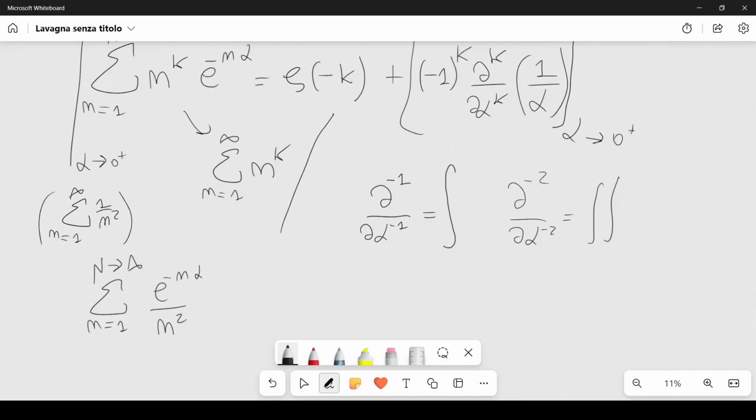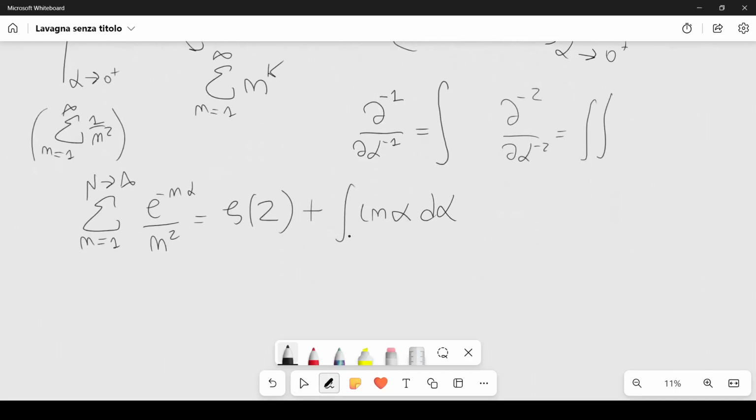Okay, so if we use that formula, you have zeta of 2, because we set k equal to minus 2. So here you have zeta of 2, and then you have plus, then this derivative will become a double integral. So you integrate one time 1 over alpha, and then you integrate it another time. When you integrate 1 over alpha, you get natural log of alpha. So you have to integrate it one more time, and this will become alpha ln alpha minus alpha. It's easy to integrate by parts, and this is what you get.